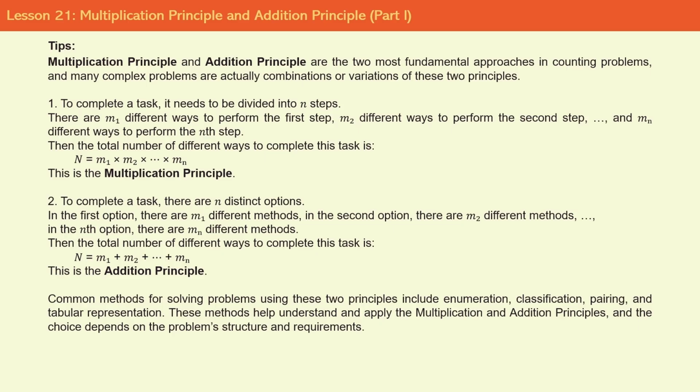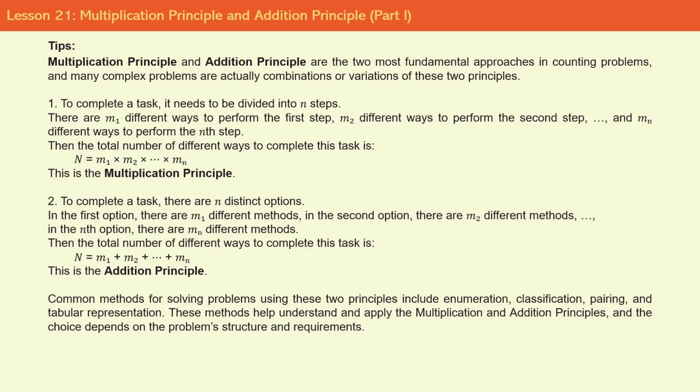To complete a task, it needs to be divided into n steps. There are m1 different ways to perform the first step, m2 different ways to perform the second step, and so on, and mn different ways to perform the nth step. Then the total number of different ways to complete this task is n equals m1 times m2 times up to mn.